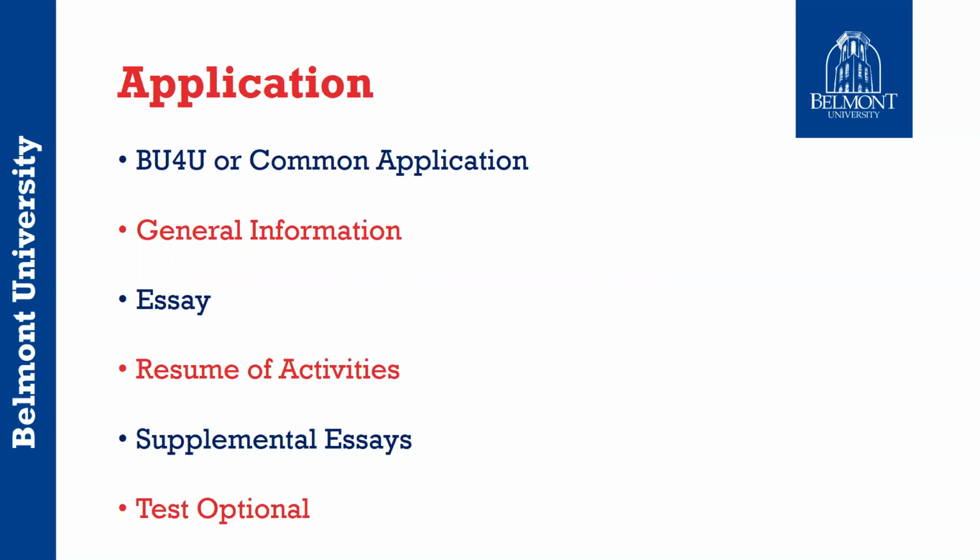In the application, we're going to list some general information. We're going to write an essay, write out our resume of activities. We have the option to include supplemental essays. And then if we are applying for spring or fall 2021, we are going to decide whether or not we want to be test optional. Belmont is test optional for 2021. We do not want any of our students to be at a disadvantage because they were unable to test during this very crazy time. So you will either say, yes, I am going to send in my test scores for Belmont to review, or no, I will not be sending in test scores and will be test optional.